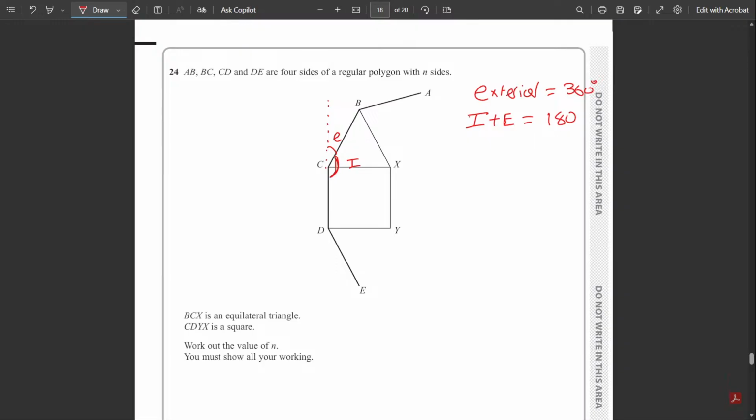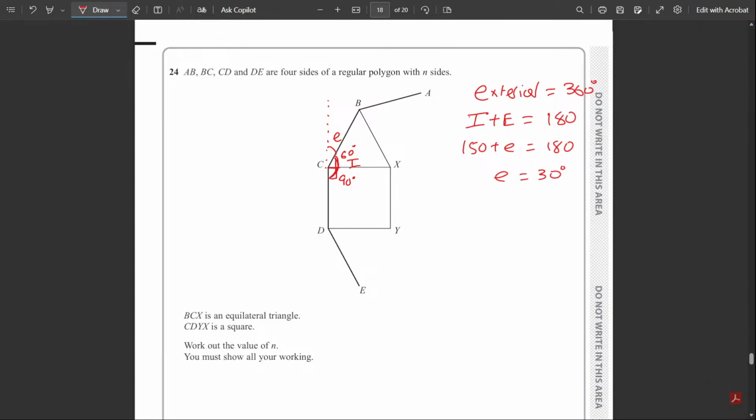And then a few more things about these questions. BCX, so BC and X, this is an equilateral triangle, so each of these angles is 60 degrees. Okay, so we know up to here is 60 degrees. And then CDXY, or YX, are square, so that's 90 degrees if it's a square. So we know the interior angle there is 150 degrees plus this exterior angle, it gives you 180 degrees. So we know now the exterior angle is 30 degrees.